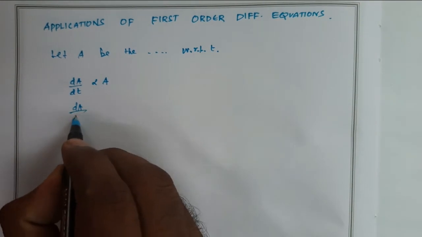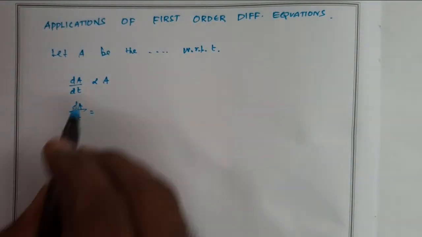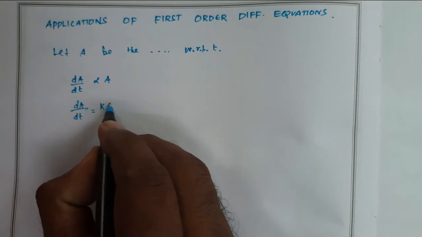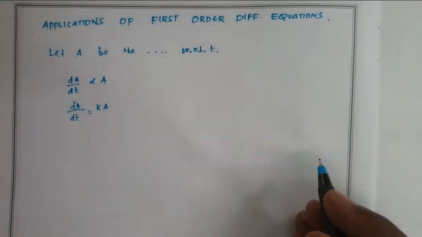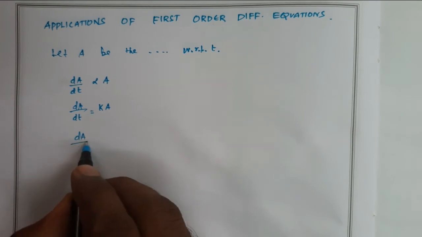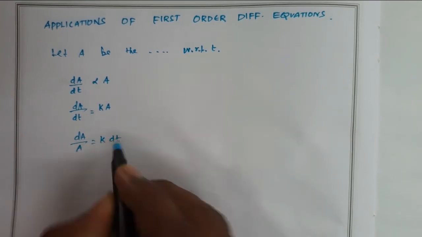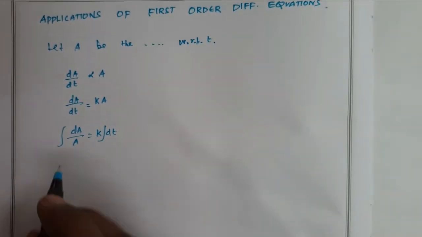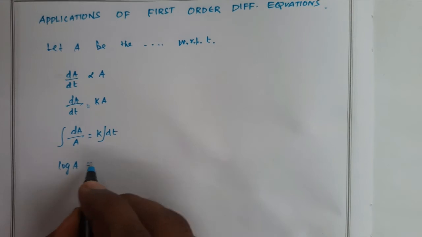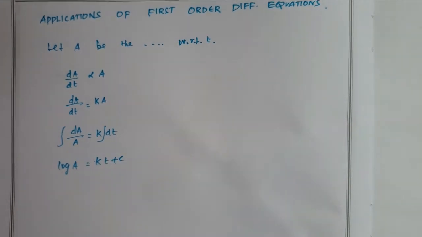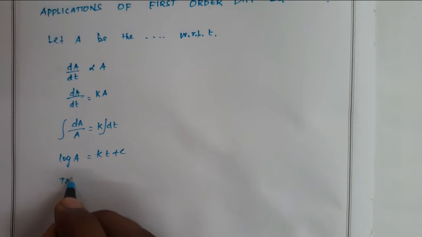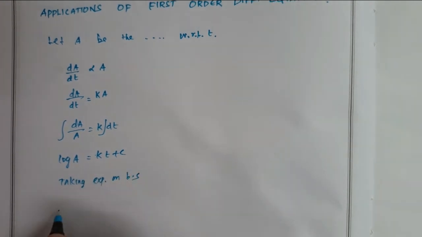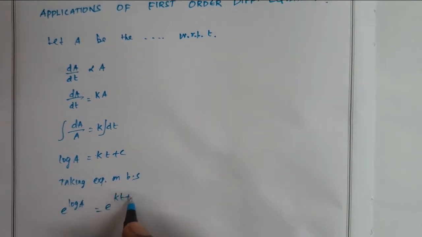dA by dt is equal to the proportionality constant k into A. Separating the variables, we get dA by A is equal to k into dt. Integrating on both sides, we get log A is equal to kt plus c. Taking exponential on both sides, we get e power log A is equal to e power kt plus c.